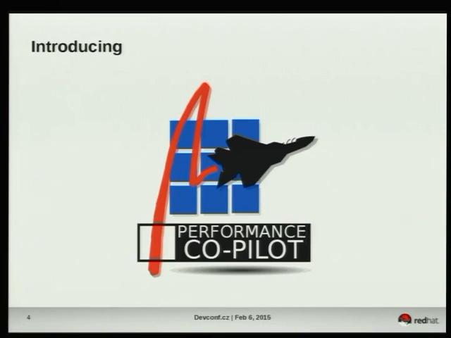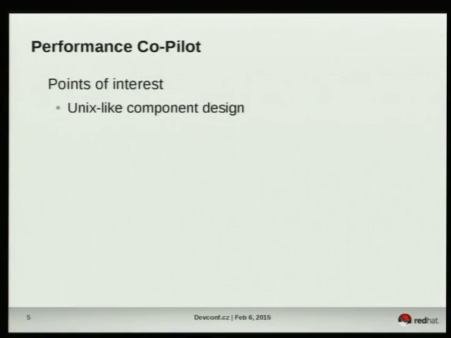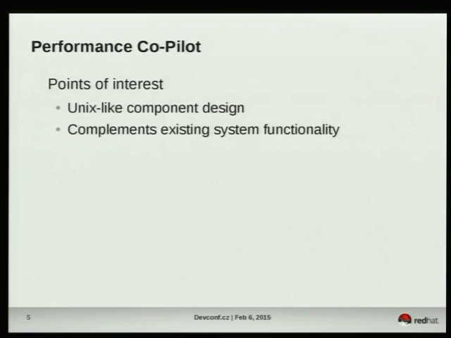So, a couple key points. It's got a Unix-like component design to it. It's a framework. So there's a lot of small programs that do one job and do them well, right? And you'll discover them as you go through. It complements existing functionality, which is key, because the easiest way to get someone disinterested in your new product is to tell them you're going to have to relearn everything. That's not the case. If there's certain parts of Performance Copilot you're interested in, just use those parts. If you don't need others, that's fine.